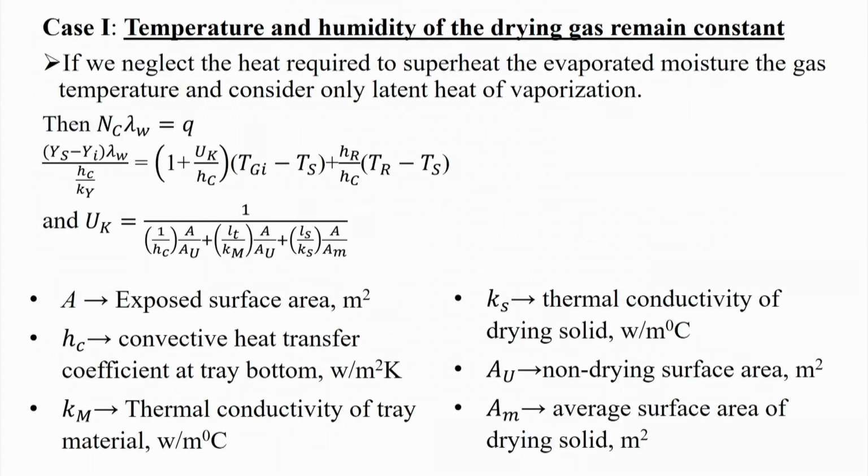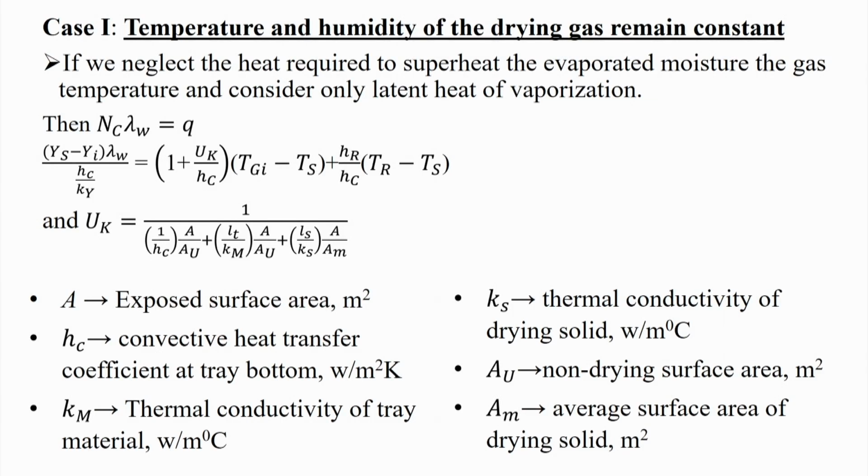Now, if we neglect the heat required to superheat the evaporated moisture and the gas temperature, and consider only the latent heat of vaporization, without the initial adjustment part, then Nc into lambda W is equal to Q. From there, by manipulation, we get Ys minus Yi into lambda W by (Hc by Ky) equals 1 plus Uk by Hc into (Tgi minus Ts) plus Hr by Hc into (Tr minus Ts).